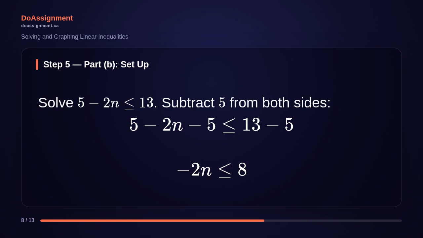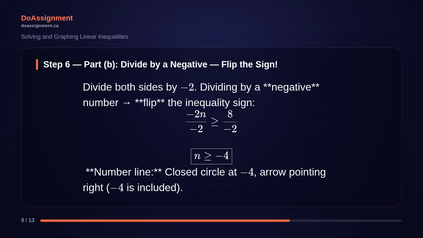Now for Part B, solve 5 minus 2n is less than or equal to 13. Subtract 5 from both sides to get negative 2n is less than or equal to 8. Now divide both sides by negative 2. This is the key moment. Dividing by a negative flips the inequality sign from less than or equal to greater than or equal to. So n is greater than or equal to negative 4. On the number line, use a closed filled circle at negative 4, because negative 4 is included, and shade to the right.